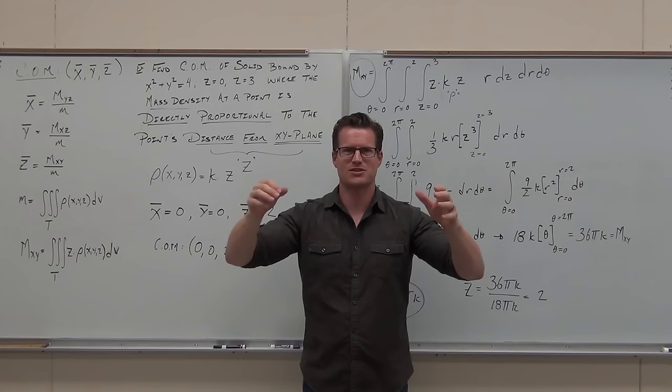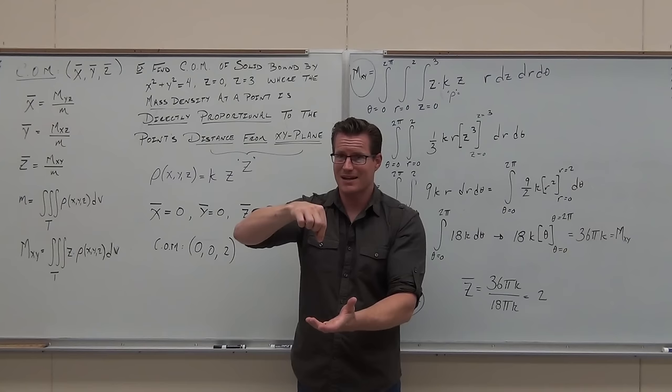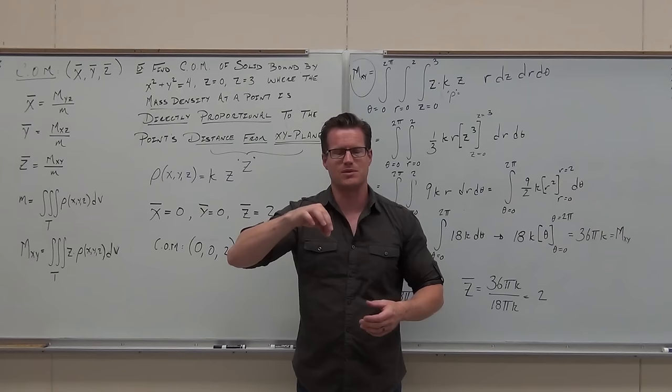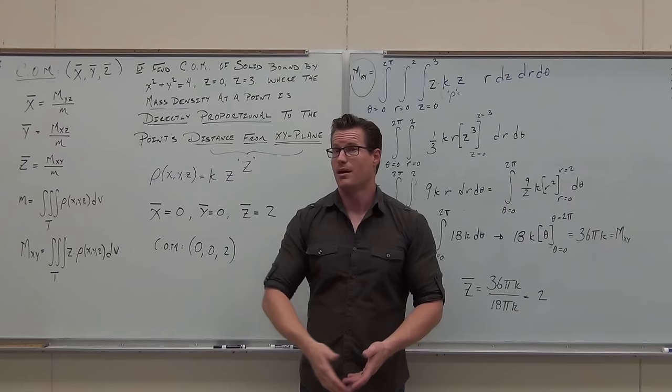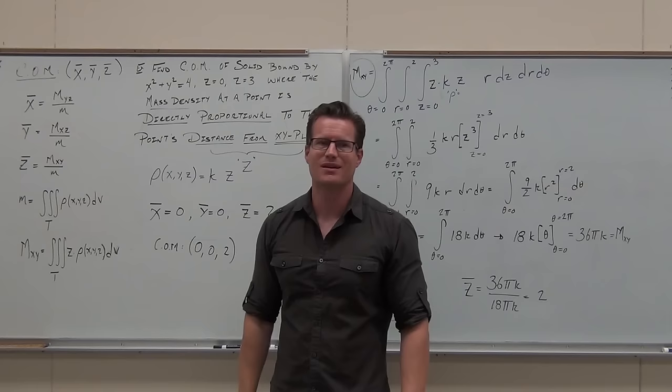But does it make sense that if our cylinder's riding up the z-axis, our center of mass, for a mass distribution that's the same on every disc, is going to be somewhere on the z? Do you guys get that? Where's it going to be closer to? The bottom of the cylinder or the top? The top, because the mass is growing as we go up. That's closer to the top than it is the bottom. That's exactly what we're talking about. Should make sense to you.